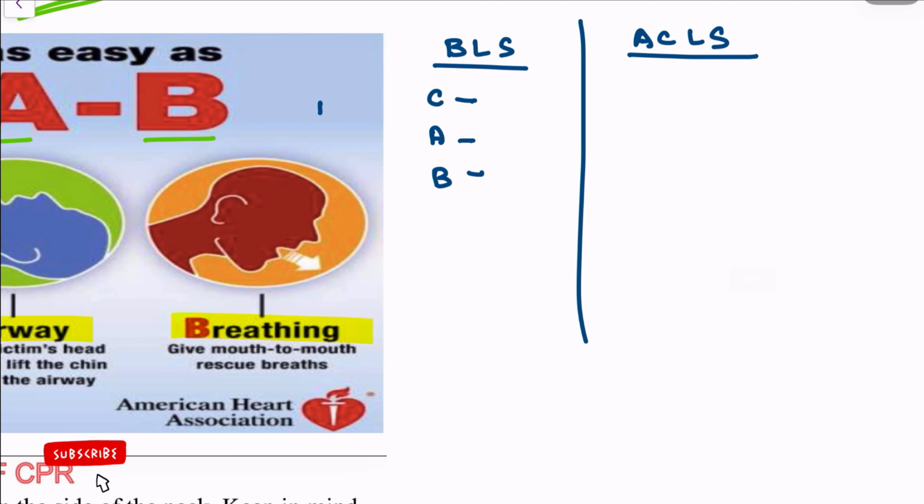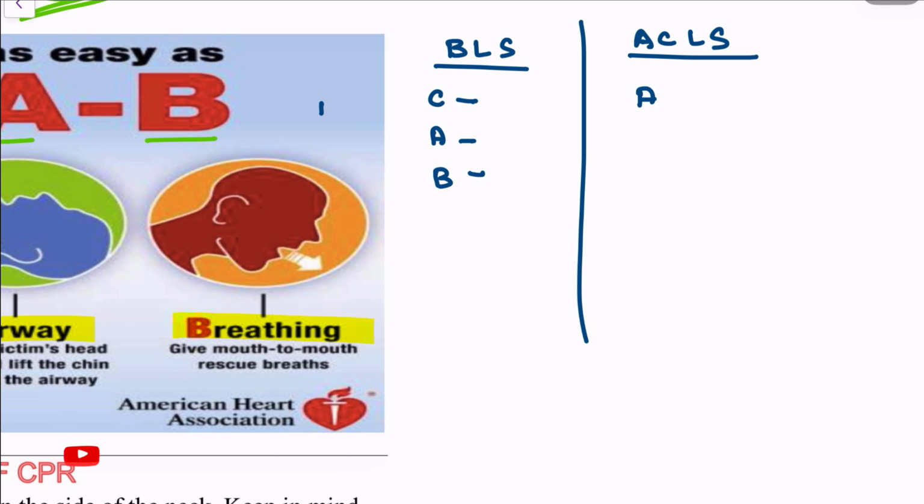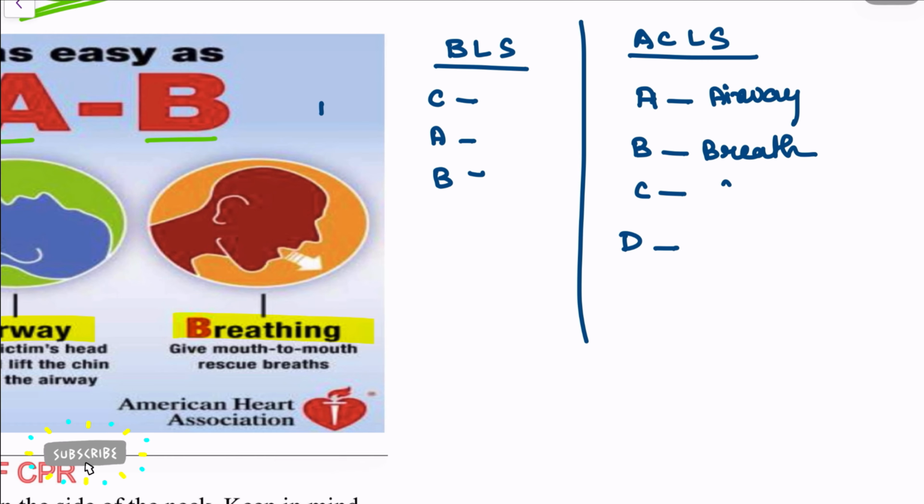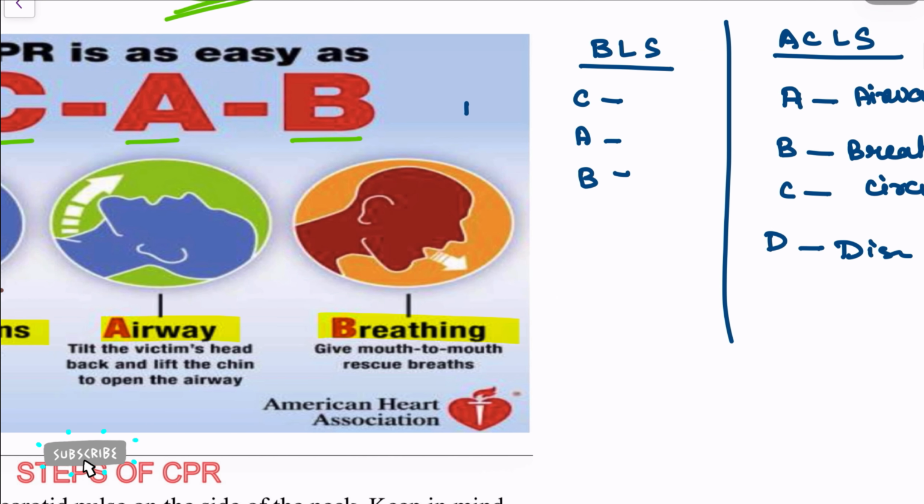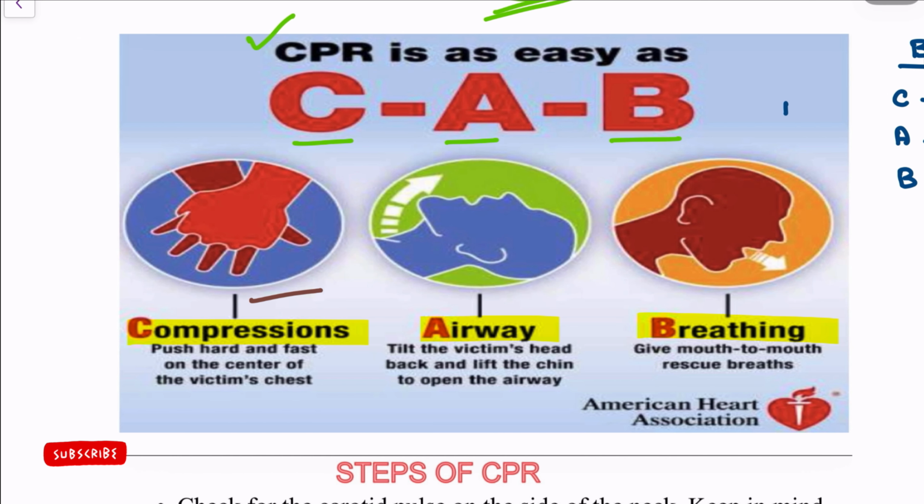But in cases of ACLS, that we do inside the hospital, it is ABCD, that is airway, breathing, circulation, and then disability. In ACLS, we do ABCD, that is airway, breathing, circulation, and D for disabilities. So this is the difference between the ACLS and BLS.